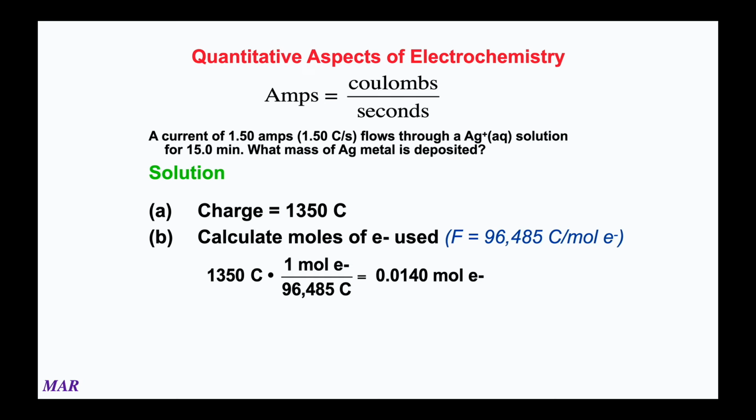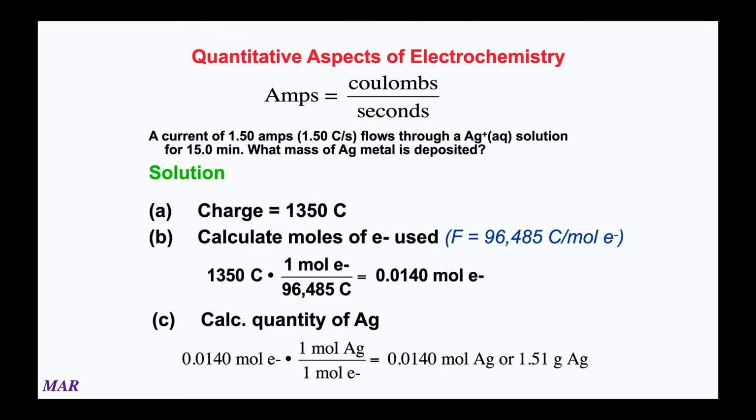Now this is silver plus going to silver. It's 1 electron per silver atom that's formed. So if you take that moles of electrons and you realize it's 1-to-1 with silver, then that many moles of electrons represents that many moles of silver. And you can turn it into moles of silver, and you multiply by the molar mass of silver, which is like 107.8, something like that, 1.51 grams of silver.